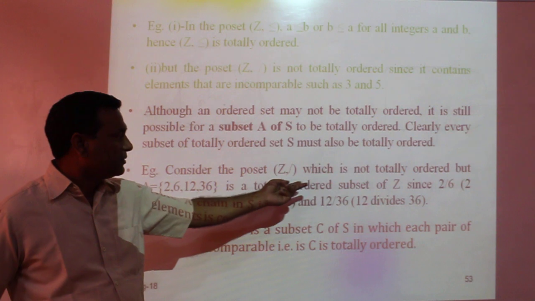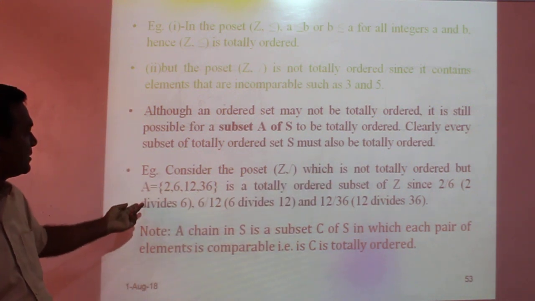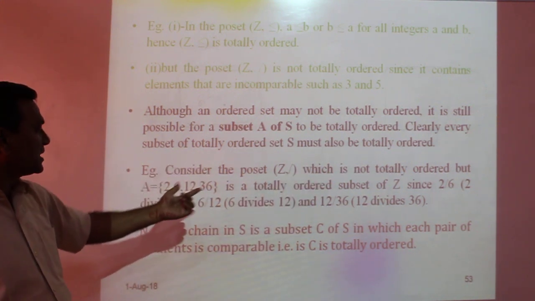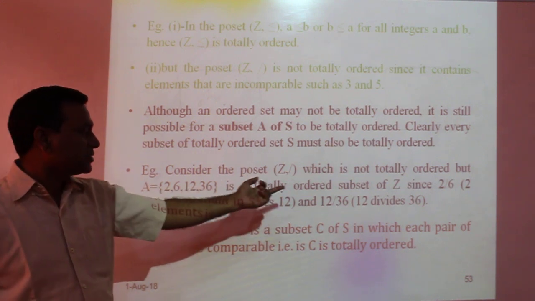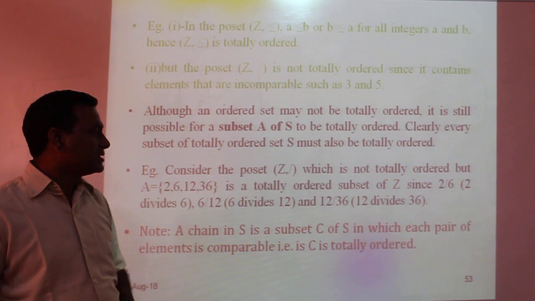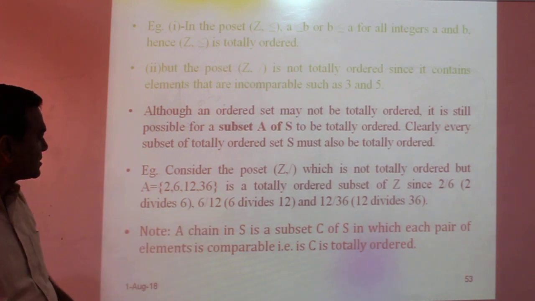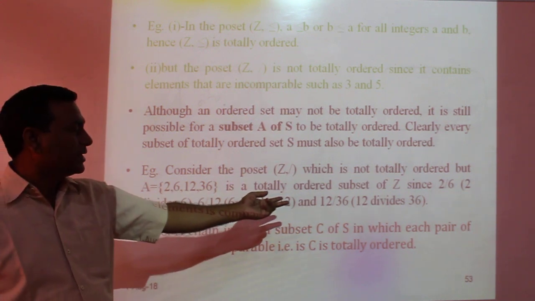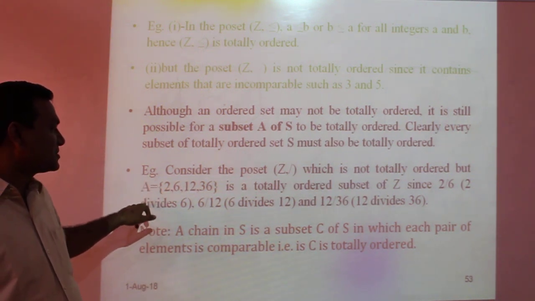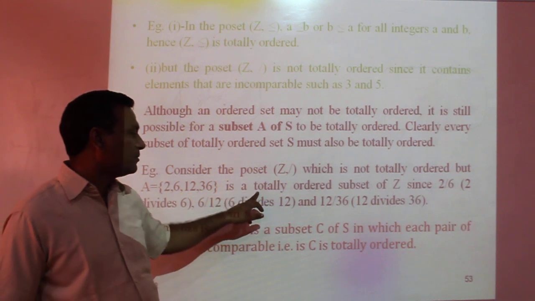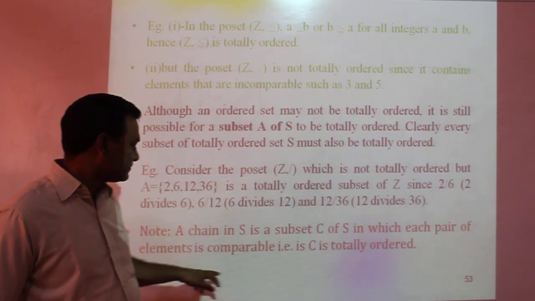This poset is not totally ordered, but A is a subset containing the elements 2, 6, 12, 36. It is a totally ordered subset of Z, since 2 divides 6, 6 divides 12, and 12 divides 36. That's why this particular subset holds the property of a totally ordered set.